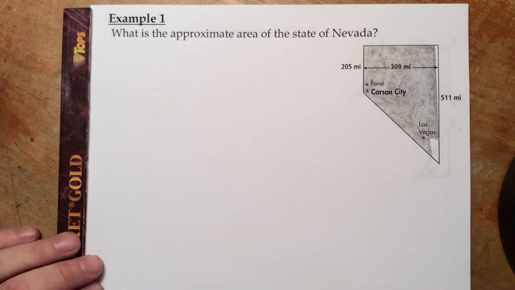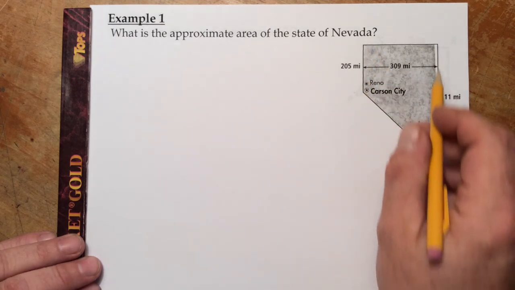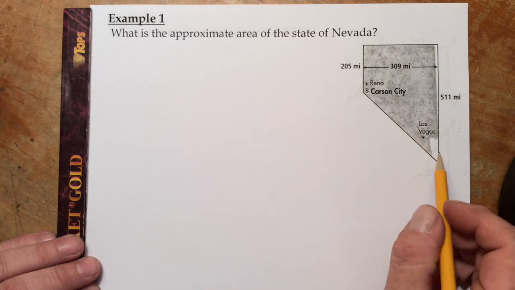These are examples for section 13.2, area of other quadrilaterals. Example 1. What is the approximate area of the state of Nevada? Here we have the state of Nevada. It's basically in the shape of a parallelogram.